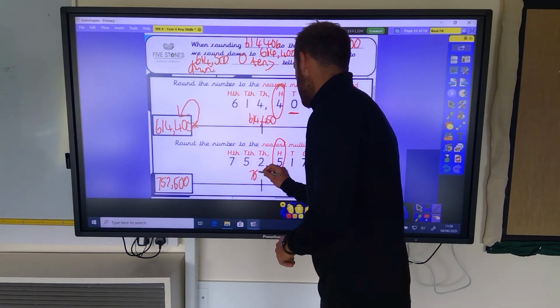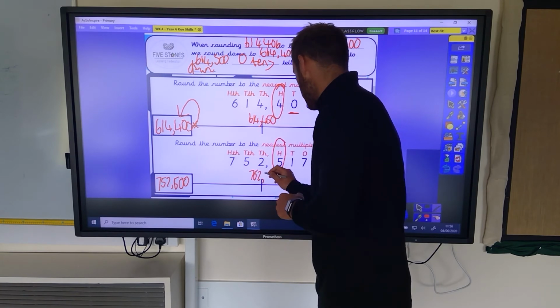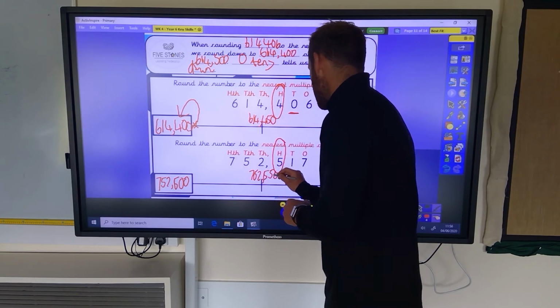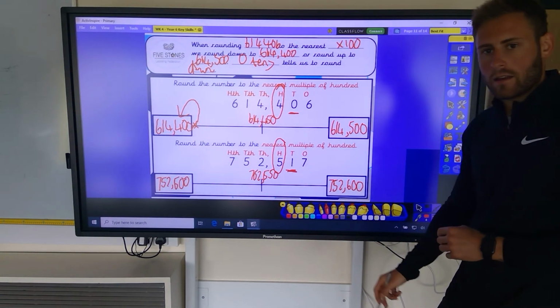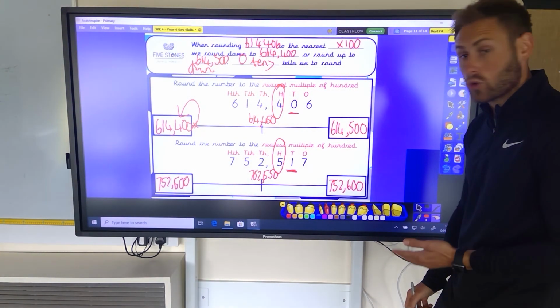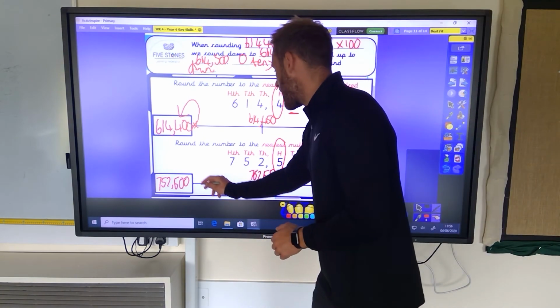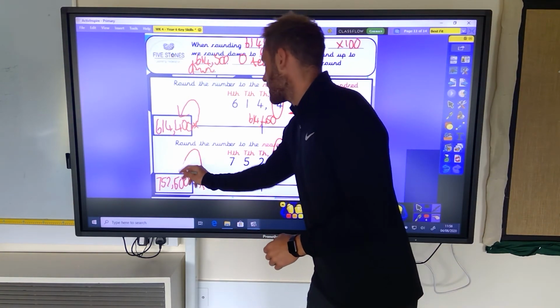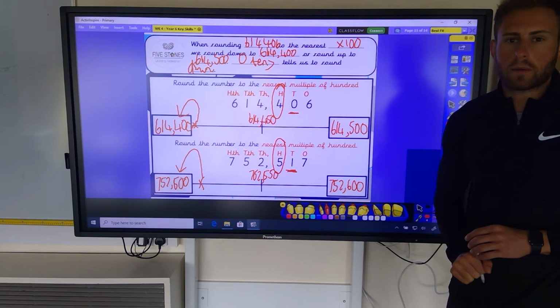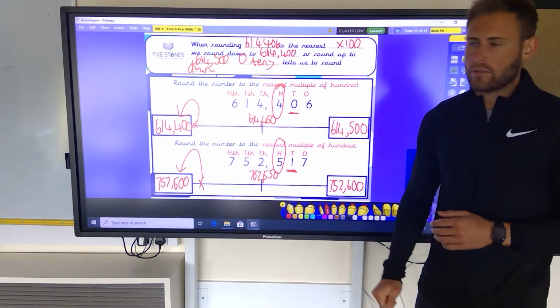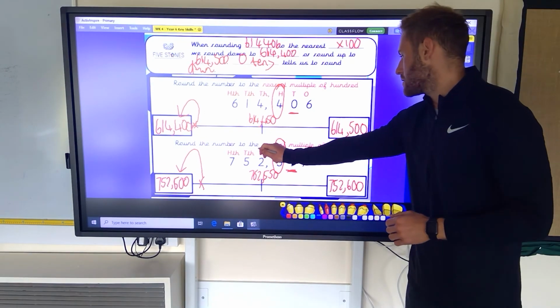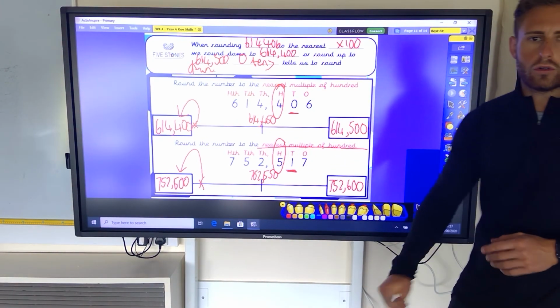So we've got 752,550. We look at our multiple of 10. What is it? It's 10, which is a value that we know is closest to this side, meaning we are going to be rounding down to 752,500 because we were rounding to the nearest multiple of 100.